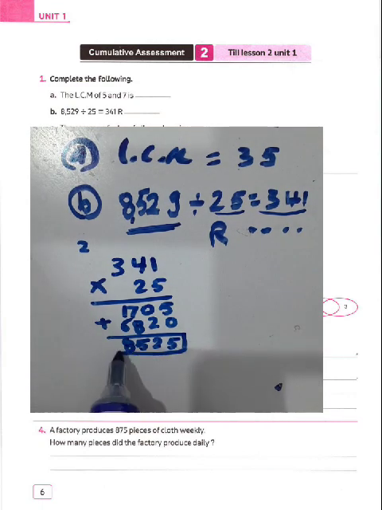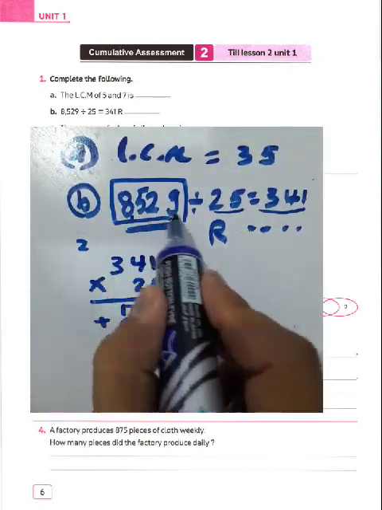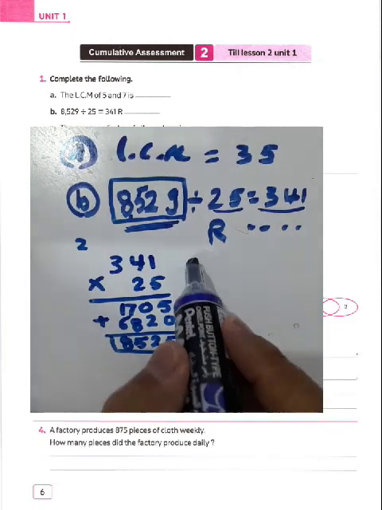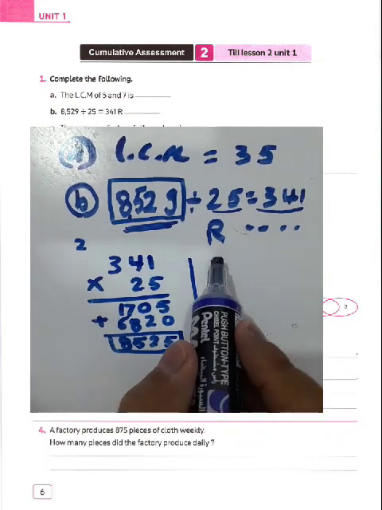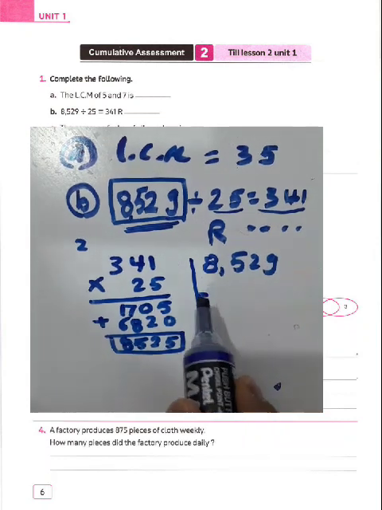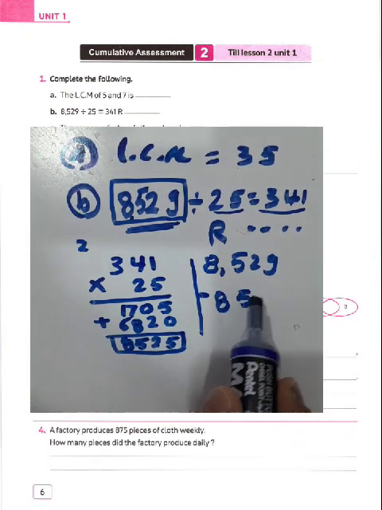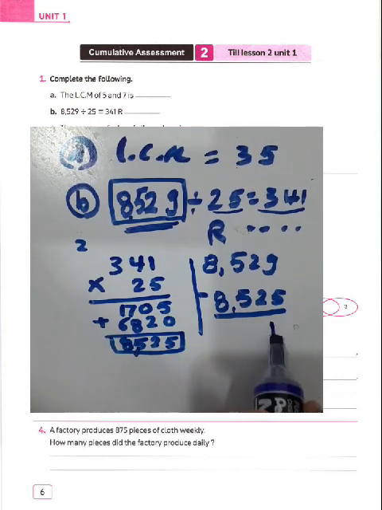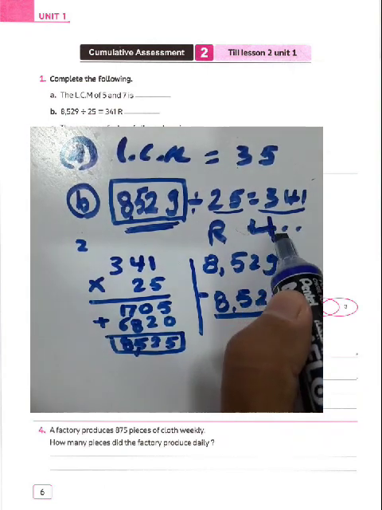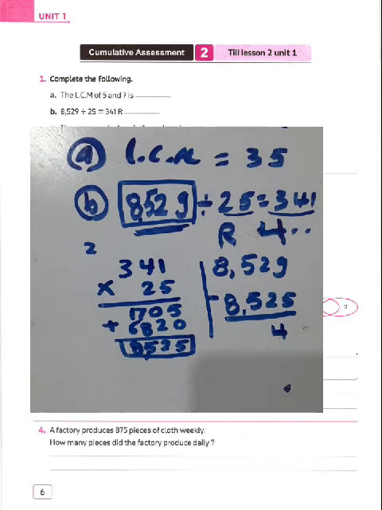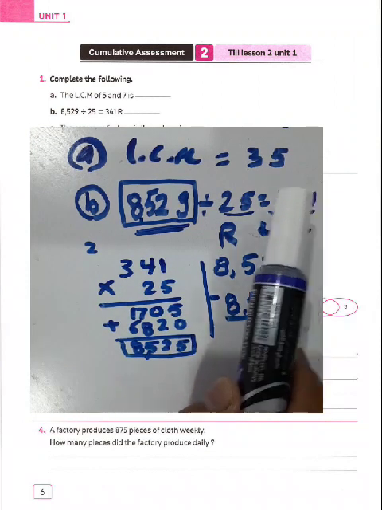You can find the difference between the dividend and the result. Subtract between them to find the remainder. 8529 subtract 8525. The difference between them will be 4, so the remainder here will be 4.